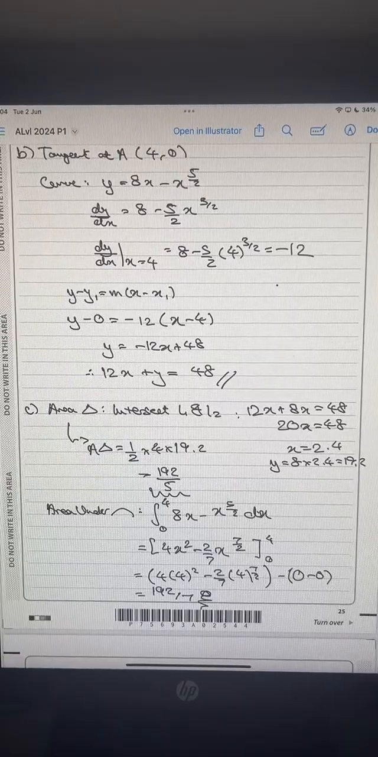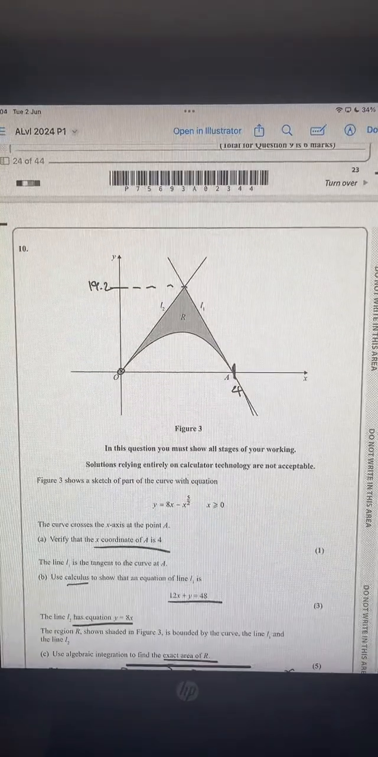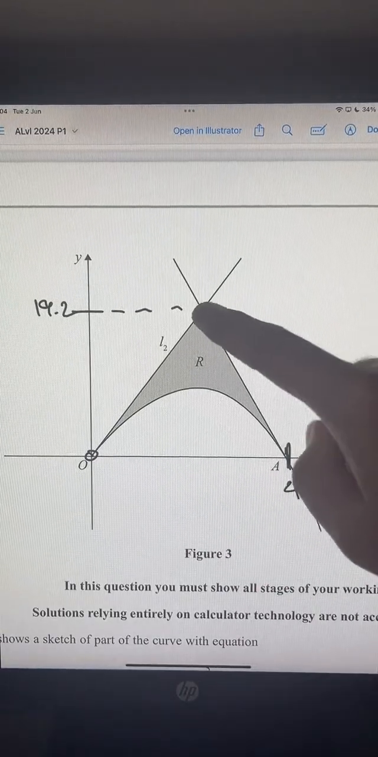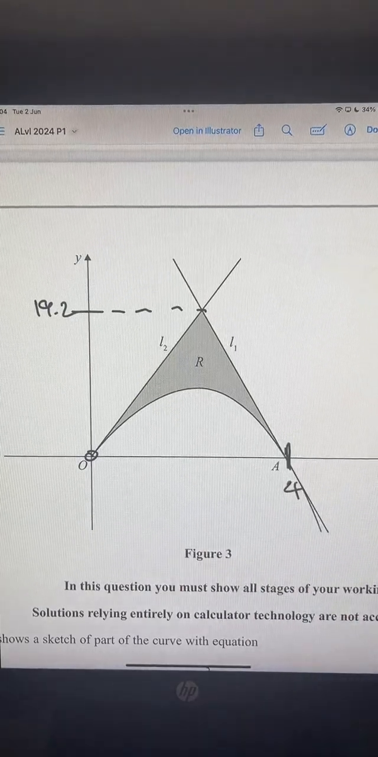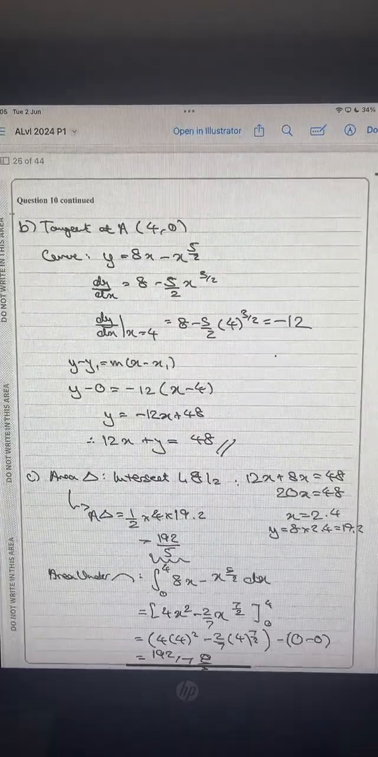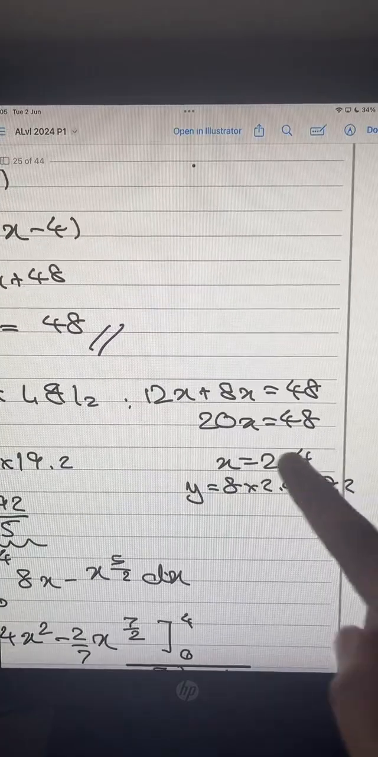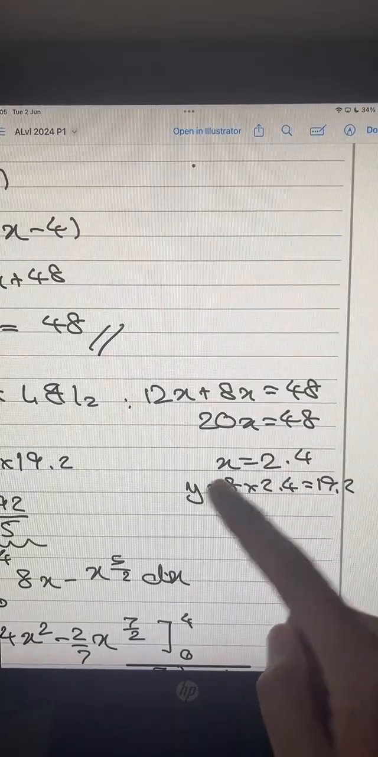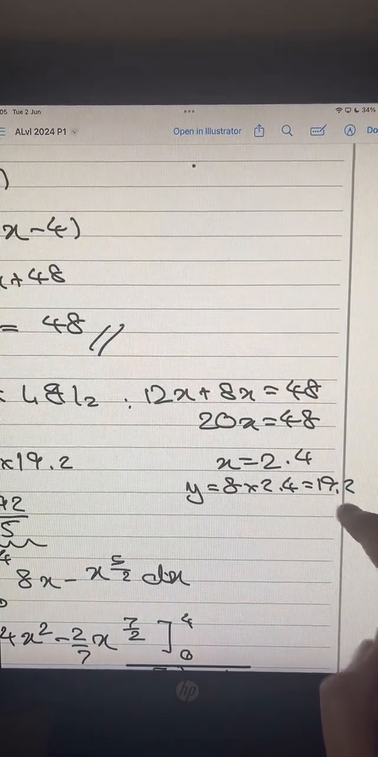Can I explain 19.2? Yep. I needed to find what my height was because I wanted to find the area of the triangle. The area of the triangle is the base times the height divided by 2. I needed the height, which is that point there, where L1 and L2 intersect. So I found the intersection of L1 and L2 over here. We found that it intersects at x equals 2.4, but I need the y value. I know that y is equal to 8x, so 8 times 2.4 is 19.2.